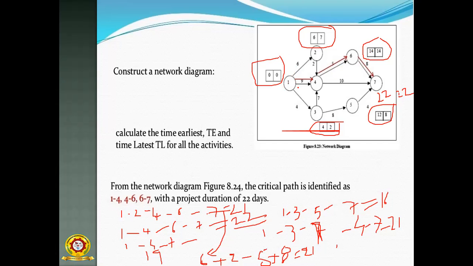Okay, 1 to 4. So 9 plus 5, 14. Okay, so how are we getting the values? Up to this is the 6th, so 6 to 9. So then the value is 14, because 9 plus 5 is 14. Okay, so for this is the 4, this is the TE, and 4 plus 8, that is 12.